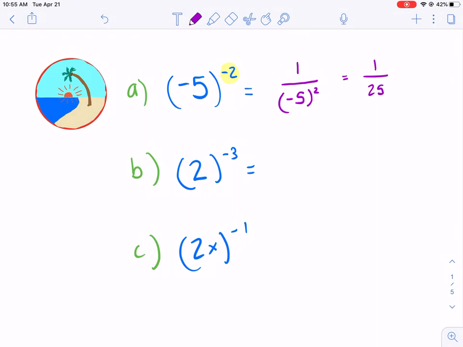Okay, now I have 2 to the negative third. So I have a negative power here. I want to rewrite it as a positive exponent. So I'm going to rewrite it as 2 to the positive 3 power, but I need to put it under 1. Now I can simplify that. That's the same thing as 1 over 2 times 2 times 2. It equals 1 over 8.